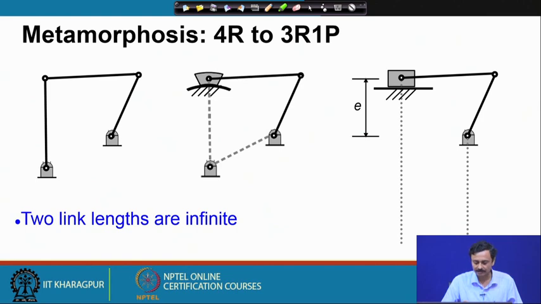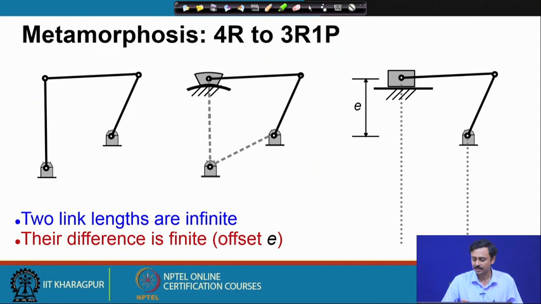As I have mentioned, two link lengths are infinite, but the difference is finite, which is known as the offset. So, remember that the offset is being measured perpendicular to the direction of travel. This is the direction of travel of the slider, and the offset is being measured perpendicular to the direction of travel. Offset is the perpendicular distance between the ground hinge, in this particular case the ground hinge here, and the slider hinge, measured perpendicular to the direction of travel.